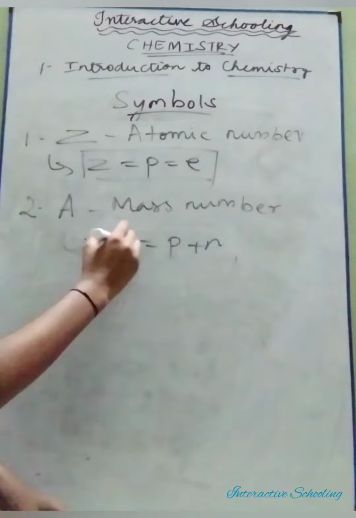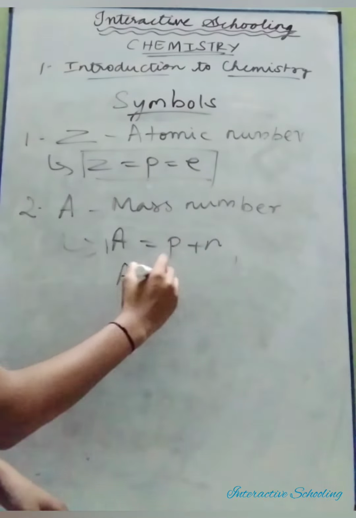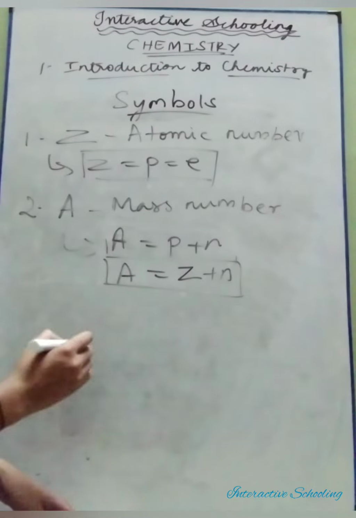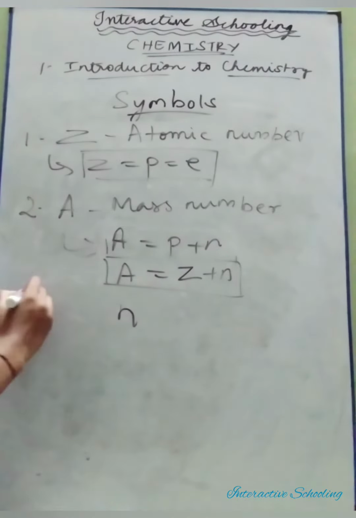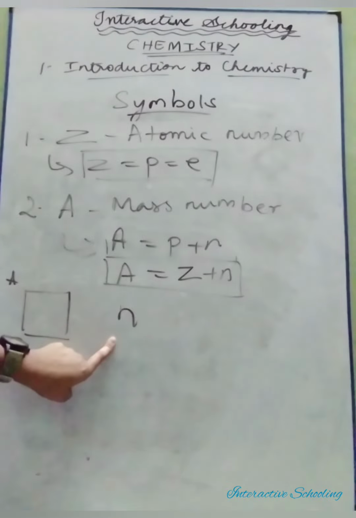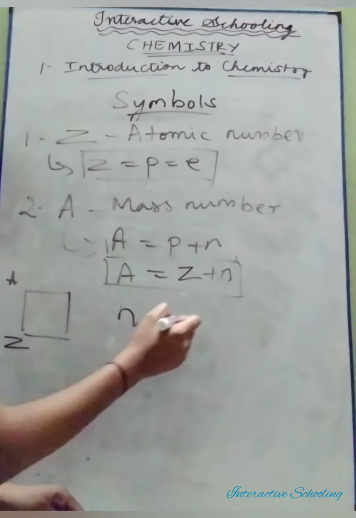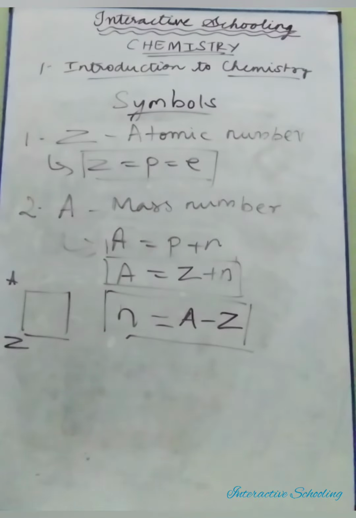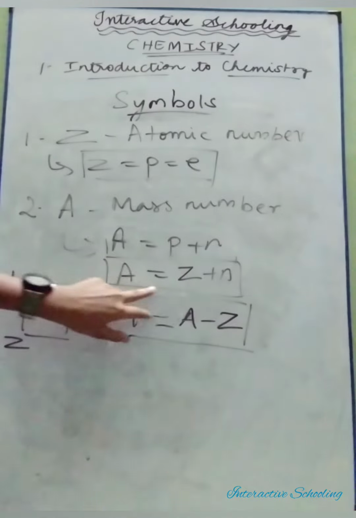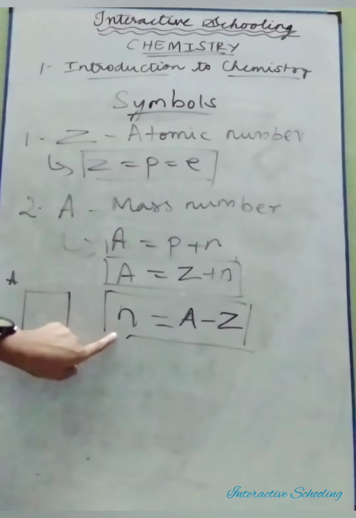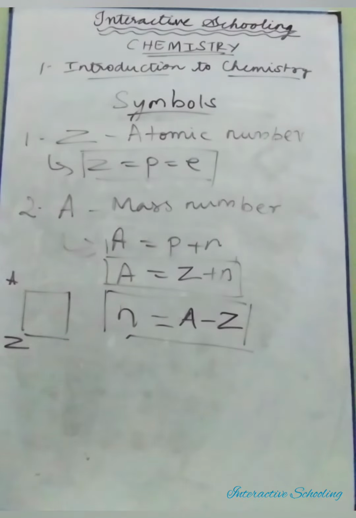Actually, here we have seen that Z is equal to P is equal to E. So what they did was they substituted this Z here instead of P, atomic number. The other thing is to find the number of neutrons. As I said, when you are representing a symbol, you get the atomic number and the mass number. But you don't get the number of neutrons from this, right? So what you can do is, you can subtract the atomic number from the mass number. So these are three very basic and important formulas that you have to remember. Z is equal to P is equal to E, and A is equal to Z plus N, and N is equal to A minus Z. Which is nothing but mass number is equal to atomic number plus number of neutrons, and number of neutrons is equal to mass number minus the atomic number.